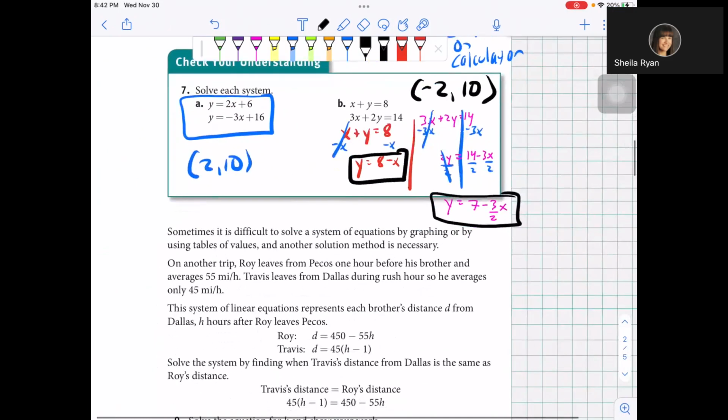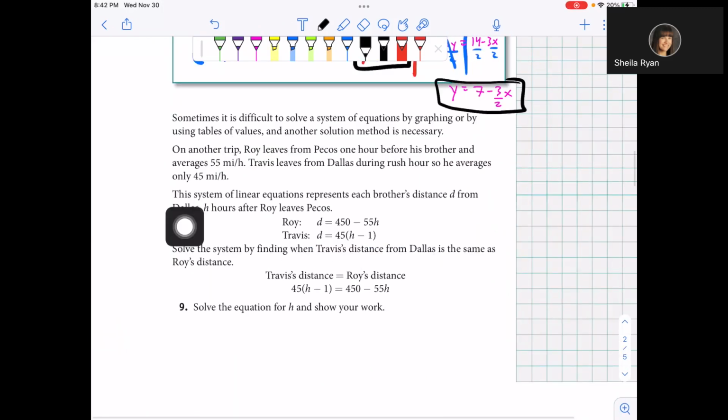That segues into a different method here. It says sometimes it's difficult to solve a system of equations by graphing or by using tables, so here's another solution method. This scenario is again with Roy and Travis. Roy leaves Pecos 1 hour before his brother and is driving 55 miles an hour. Travis leaves Dallas during rush hour and is only going 45 miles an hour. And they give you the equations, so we don't need to write equations or anything like that.